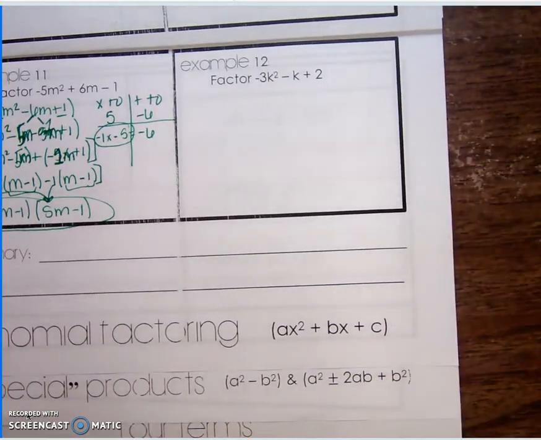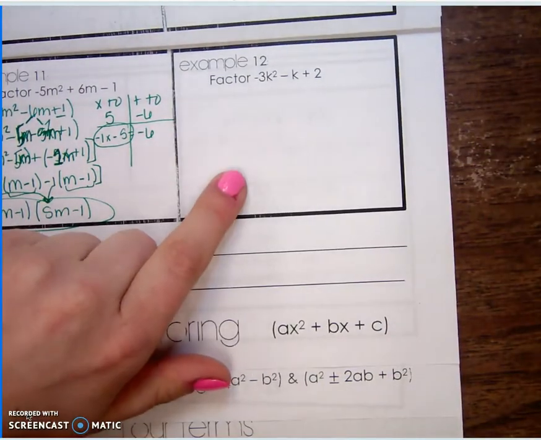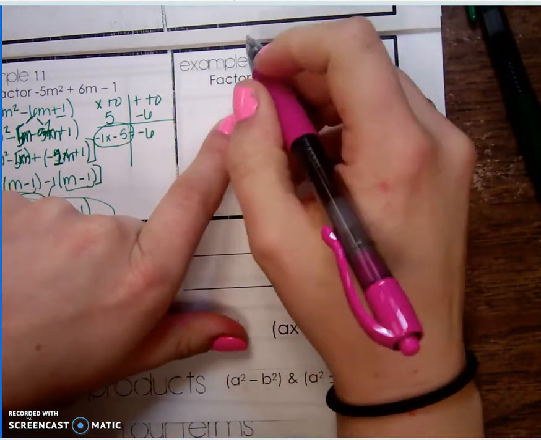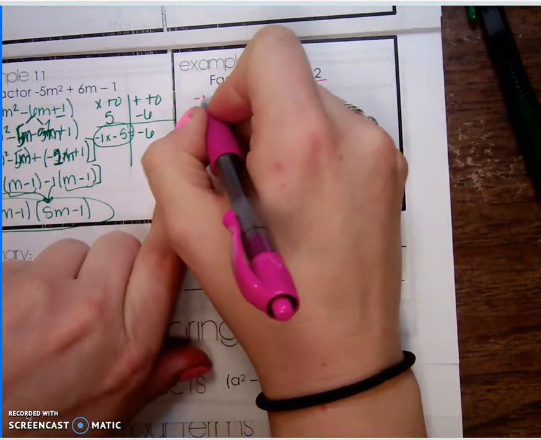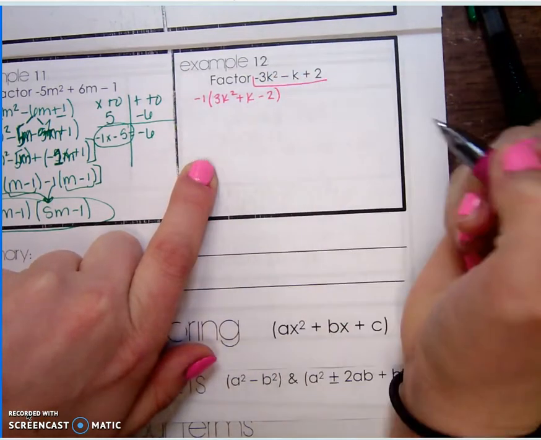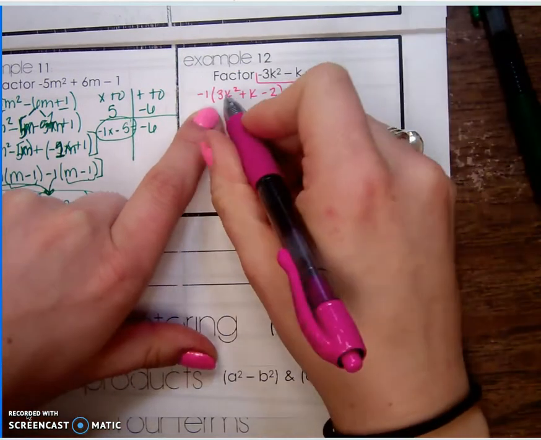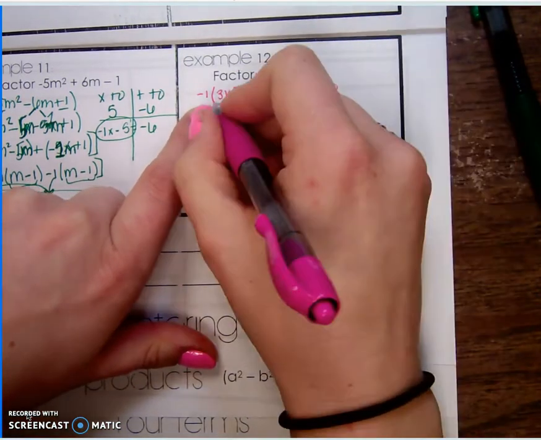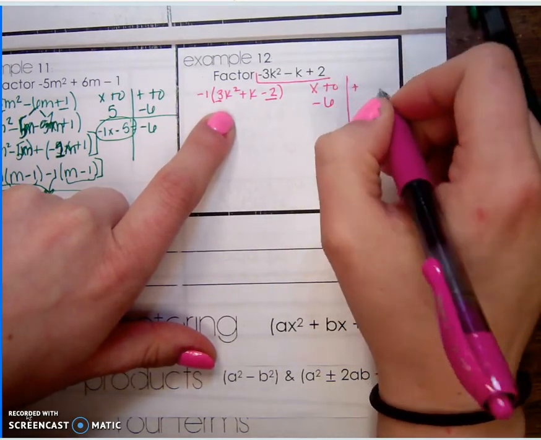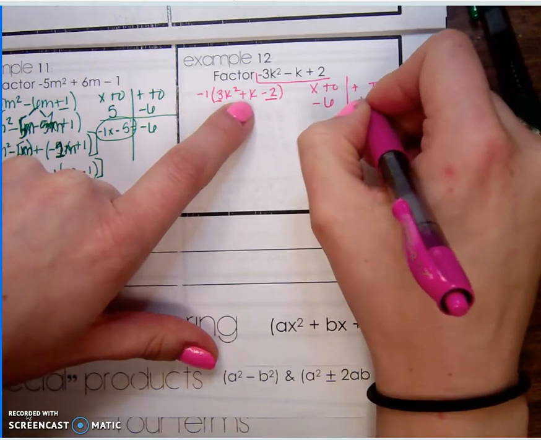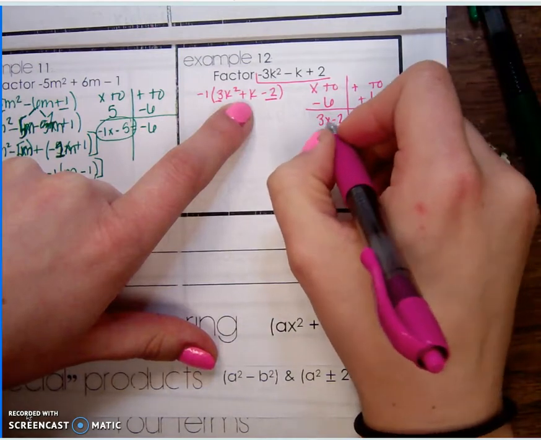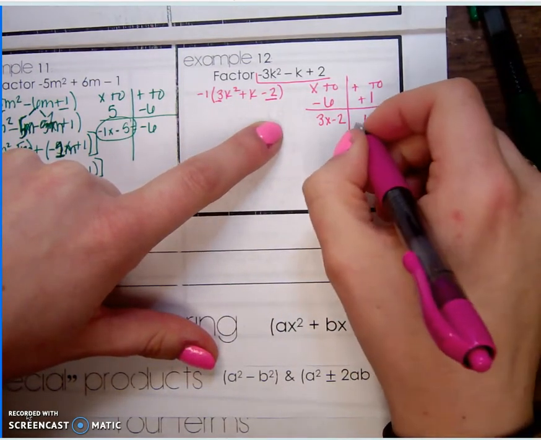And our last example here, we have a negative in front of this one as well. So let's go ahead and pull out that negative. I'm left with positive 3k squared plus k minus 2. So I'm going to multiply my coefficient and my constant. It's going to have to multiply to negative 6. And my factors are going to have to add to a positive 1. Okay. So 3 times negative 2 is negative 6. And if I add those two together, I do get 1.